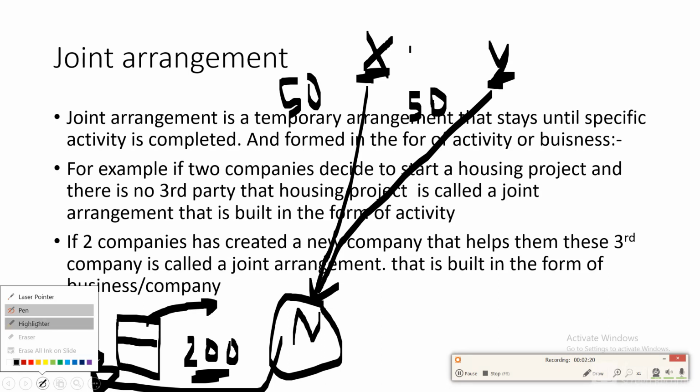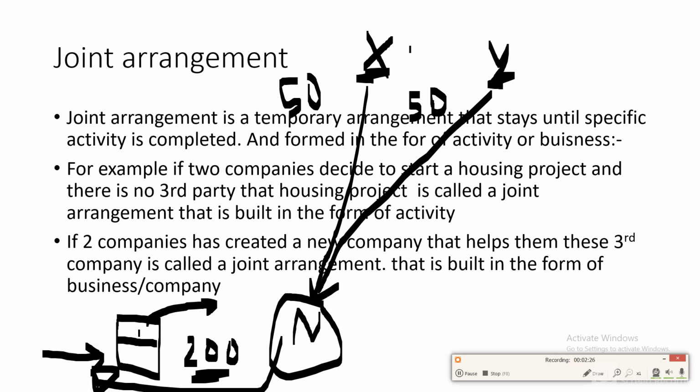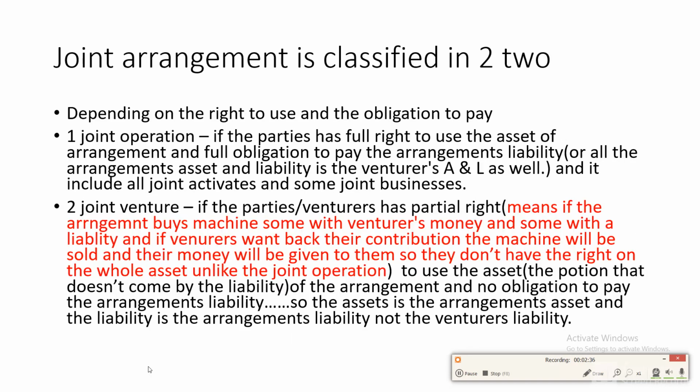So what do we mean by asset minus liability? Asset minus liability is equity or net asset. So they have a right on the net asset portion, and they do not have an obligation to pay this. But they have to use the asset. They have a right to use the asset, the portion that doesn't come by the liability of the arrangement, and no obligation to pay the arrangement's liability. So the asset is the arrangement's asset, and the liability is the arrangement's liability, not the venture's liability.